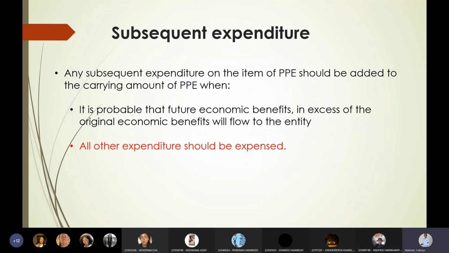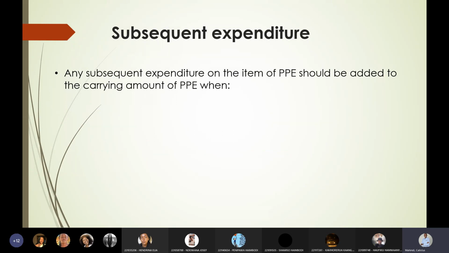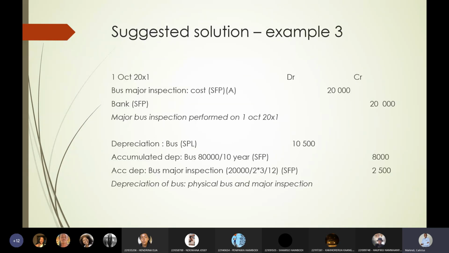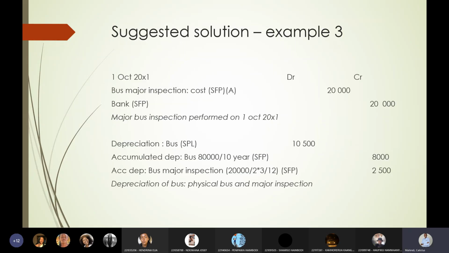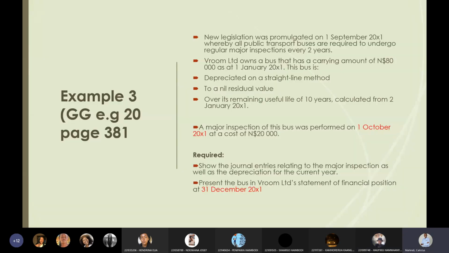So in this instance, when we look at the bus, this major inspection cost was actually a subsequent expenditure. And it's subsequent expenditure that actually brings value because the bus can only operate if it's inspected every 2 years. If it's not inspected, it will not be allowed to operate on the roads.